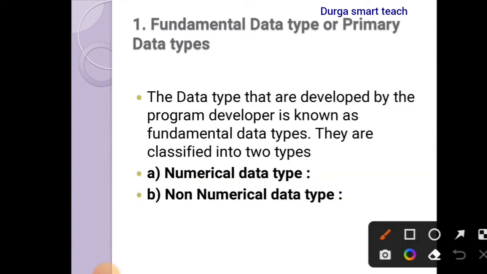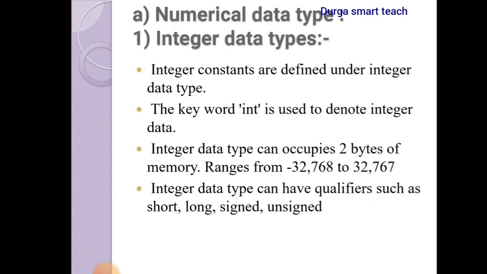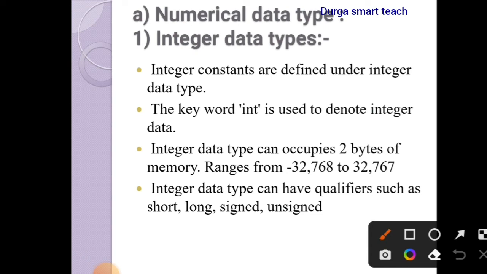The first one is the fundamental data type, or primary data type. The data types that are developed by the program developer are known as fundamental data types. There are 2 types: numeric and non-numeric. The numeric data type is again classified into 2 types: integer and float. Let's see integer data types first.